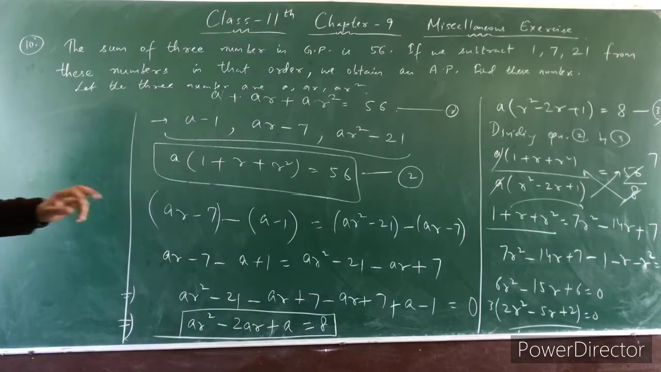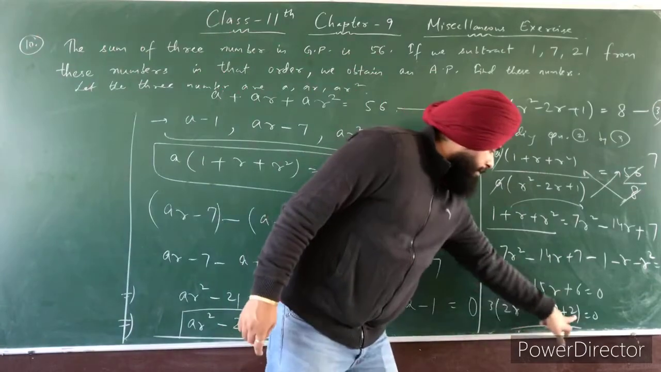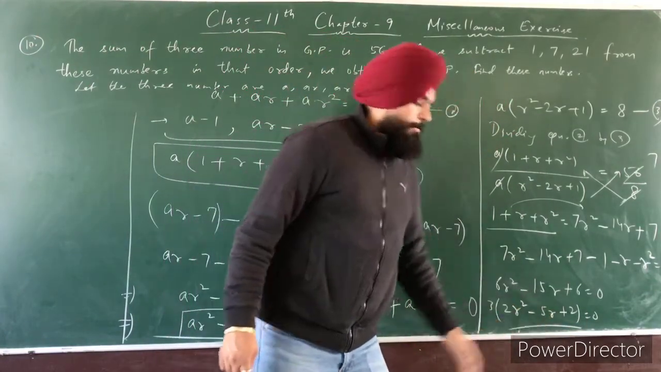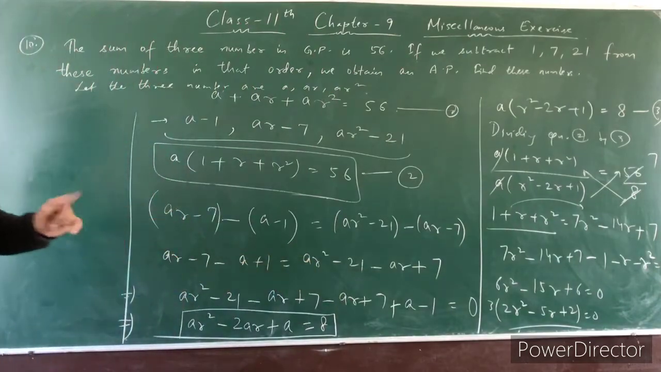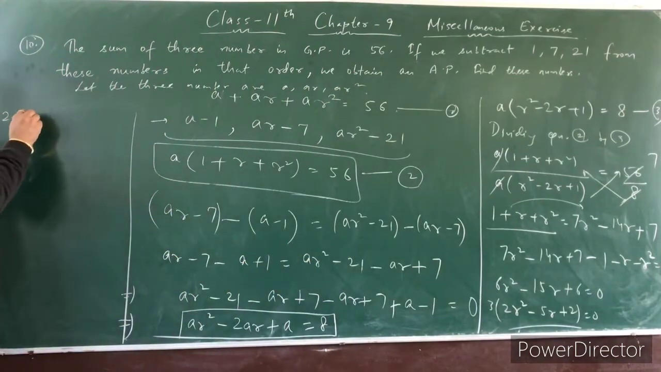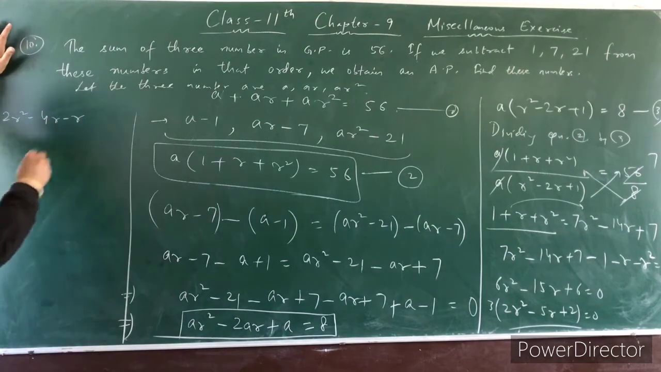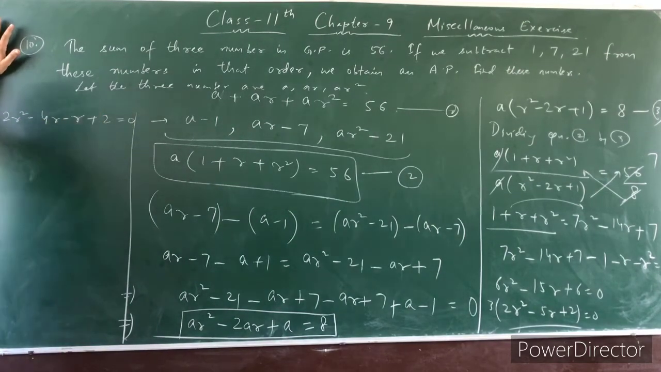2r² − 5r + 2. 2 twos are 4, 4 ones are 4. 4 plus 1, how much? 5. So we will write here minus 4 minus 1. It is 2r² − 4r − r + 2 = 0.